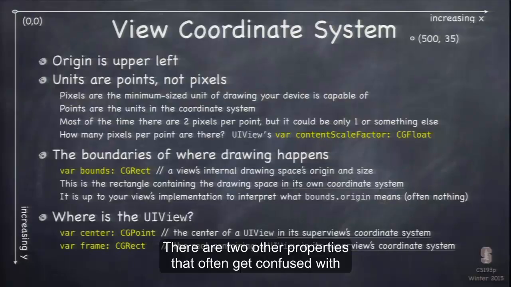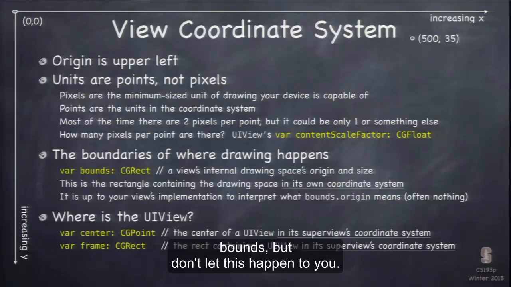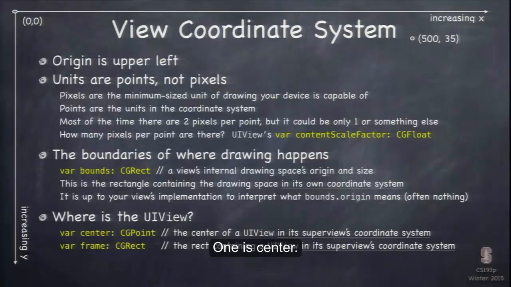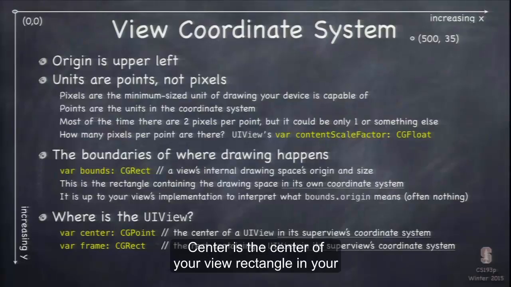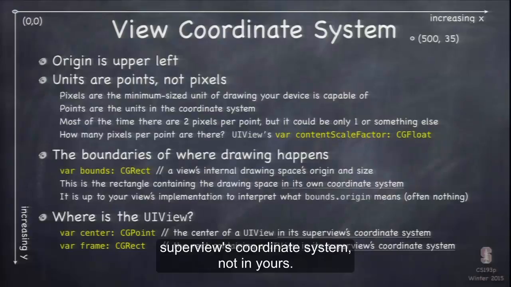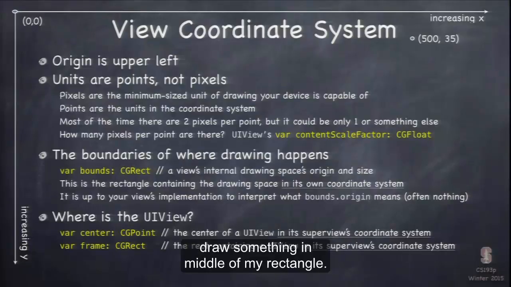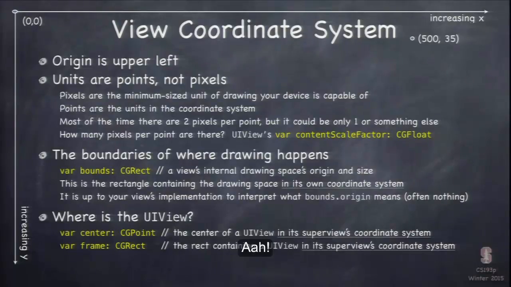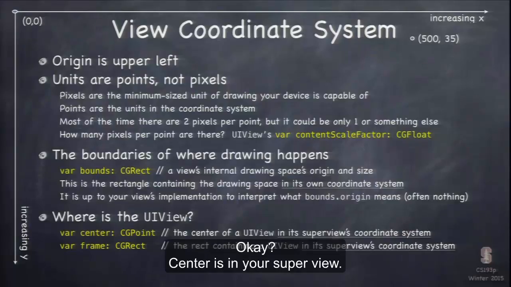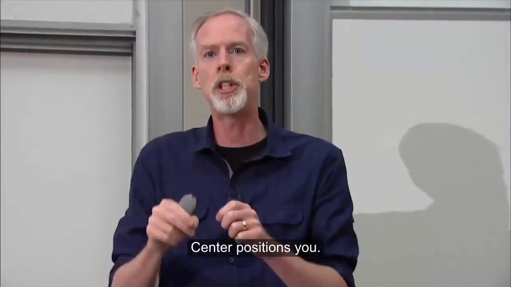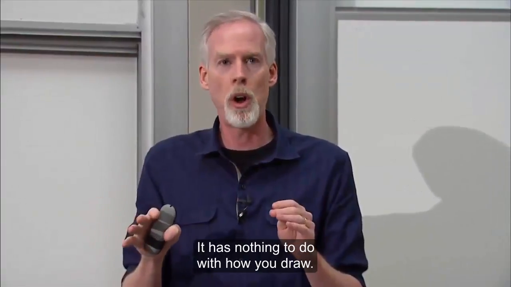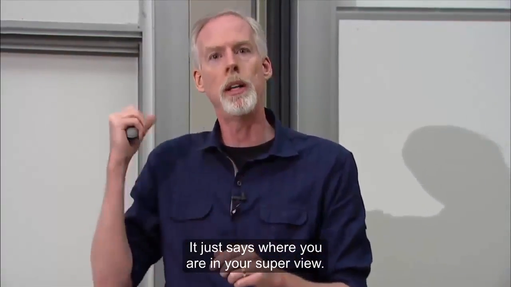There are 2 other properties that often get confused with bounds, but don't let this happen to you. One is center. Center is the center of your view rectangle in your superview's coordinate system, not in yours. So if you write code that says, oh, I want to start drawing something in the middle of my rectangle, I'll get center. That's wrong, okay? Center is in your superview's. Center positions you. It has nothing to do with how you draw. It just says where you are in your superview.